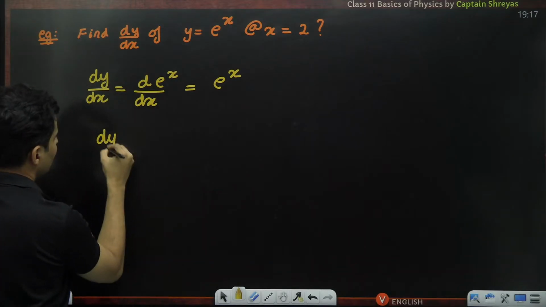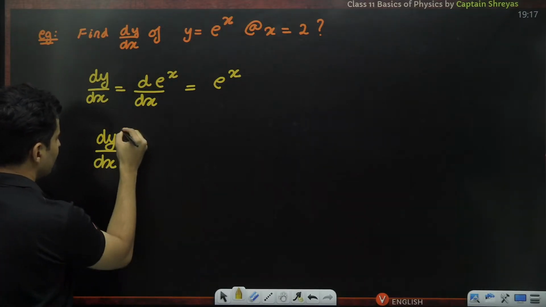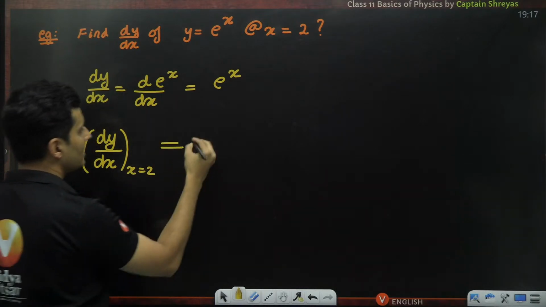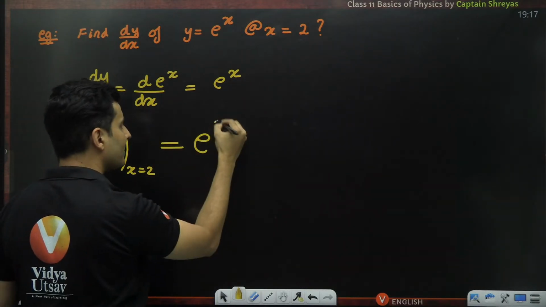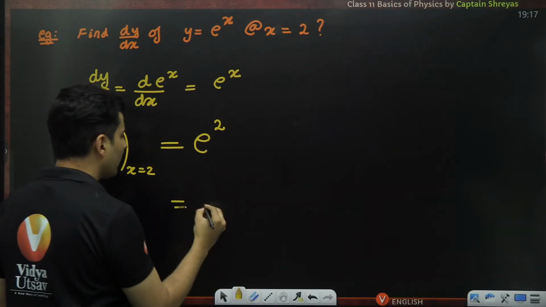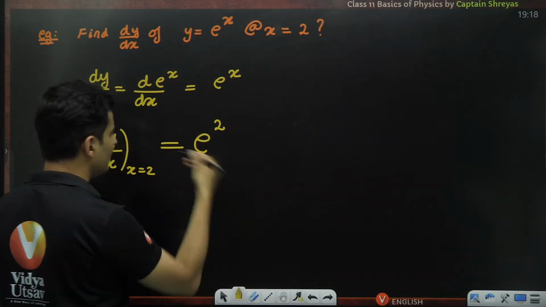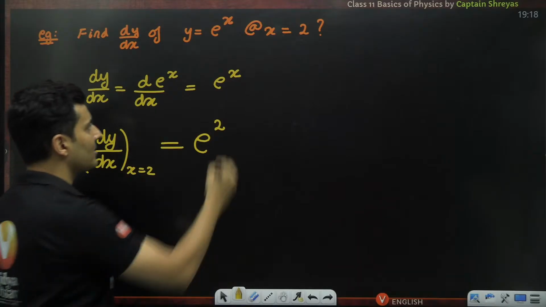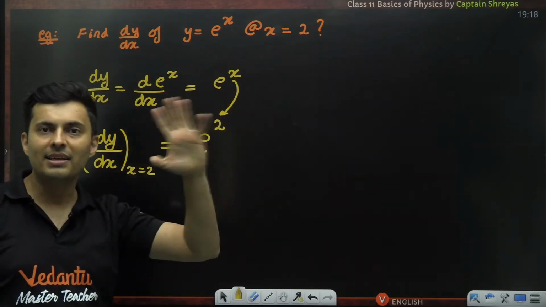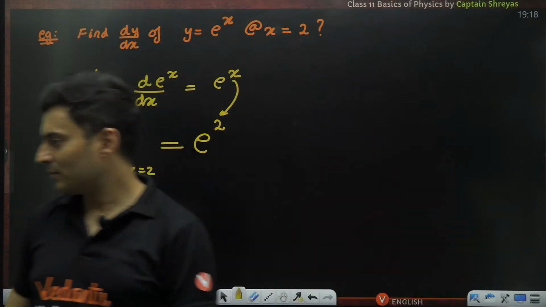But the question says find dy by dx at x equals to 2. That means substitute the value of x as 2 in the end. Don't substitute in the start. So the answer is basically e square. Just leave it like that. Instead of x, I've just put the number 2. e into e, e square is the final answer.